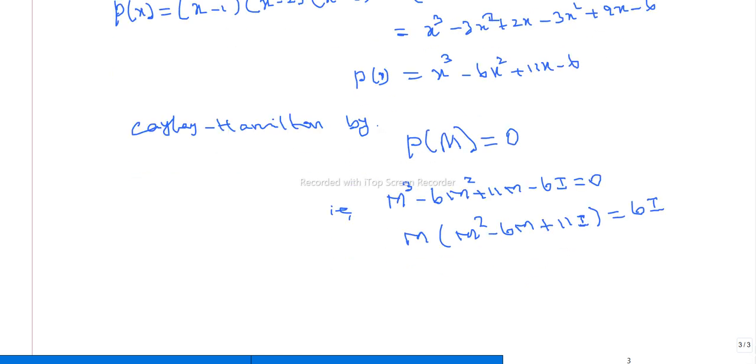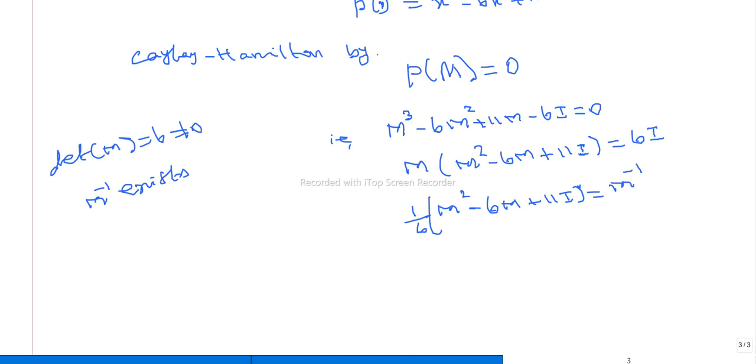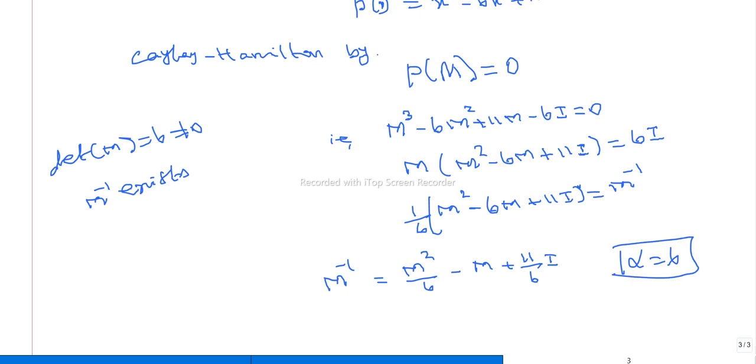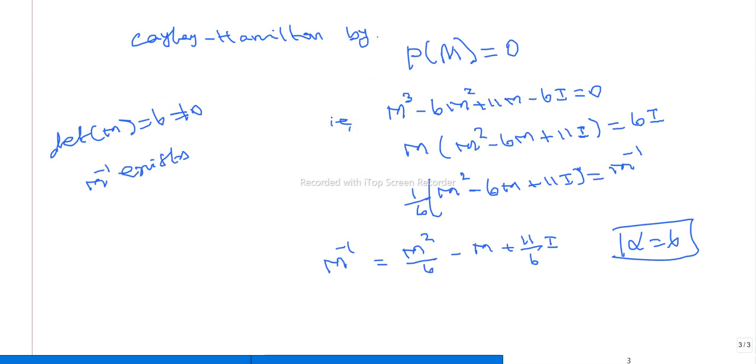Now since the determinant of the matrix is the product of the eigenvalues, it should be 6 and this is non-zero. Since the determinant of M is non-zero, the inverse M inverse exists. Now multiply both sides by M inverse, this M cancels, and divide by 6 on both sides. Therefore 1 by 6 times M square minus 6 times M plus 11 times identity equals M inverse. So M inverse equals M square by 6, the 6 cancels, we have minus M plus 11 by 6 times identity. Therefore clearly alpha is 6, because in the given format M inverse equals M square by alpha minus M minus 11 by alpha into identity. Therefore alpha should be 6.